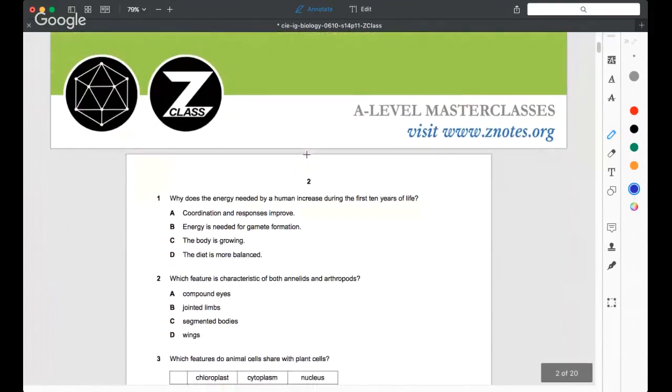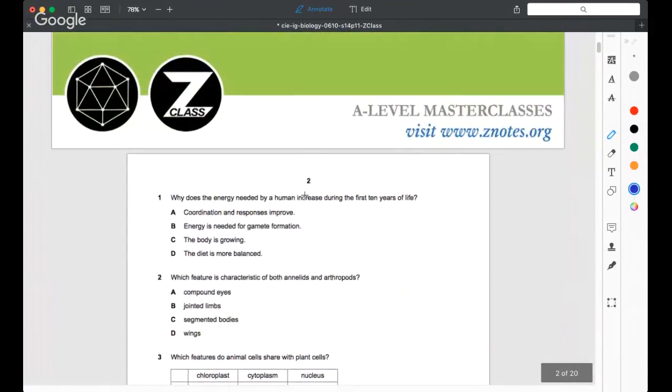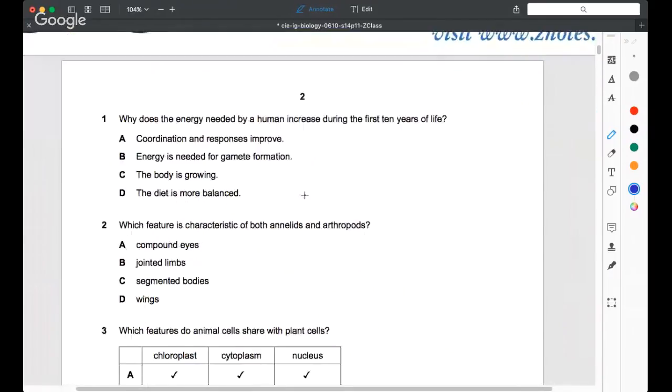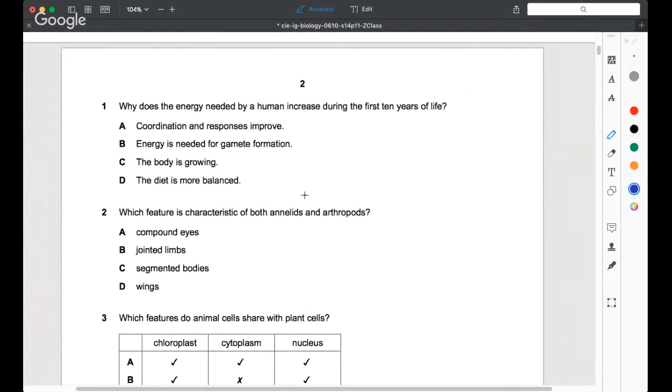So our first question is, why does the energy needed by a human increase during the first 10 years of life? Our options are A, B, C, or D. The correct answer, you can see from the mark scheme, is C. So why is it not A, B, or D? A, coordination responses improve. This is correct, coordination responses do improve during the first 10 years of life, but this doesn't increase the energy cost of the human.